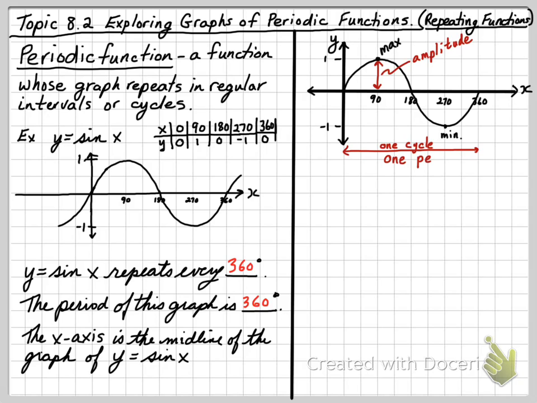One cycle is called one period. That's when the graph starts and then will start again. The midline is shown, in this case it's the y-axis.